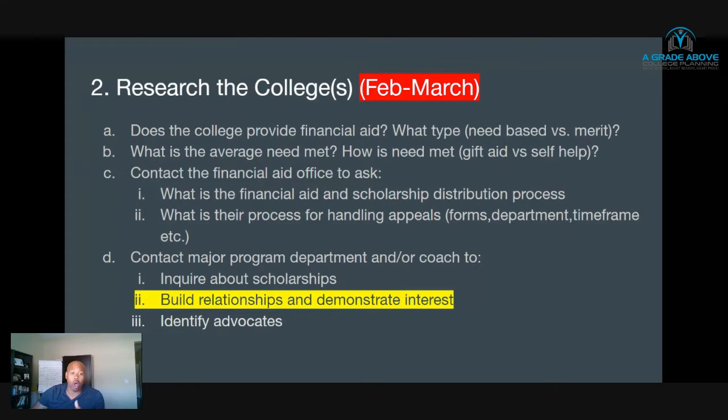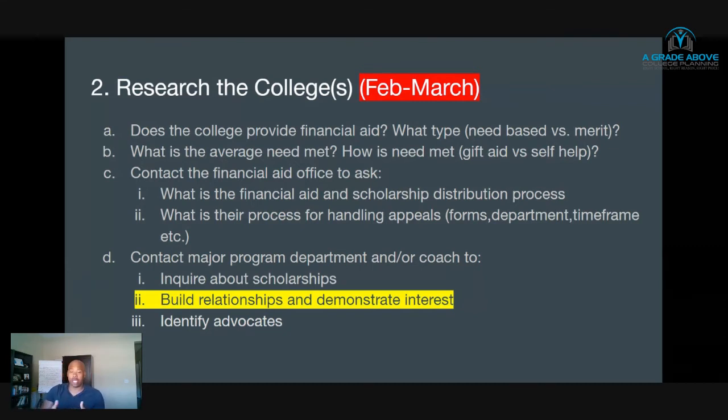So what is their process for handling appeals? Typically, every university has a way of handling appeals, whether that be specific forms, a certain department, a time frame, how they handle things. You really want to know that because you want to stay within those boundaries, so your appeal can actually be acknowledged. If you call when they really want an email, or you email a letter, but they also wanted a form, and you don't do that, then you're really not giving yourself the best opportunity to actually get more money.